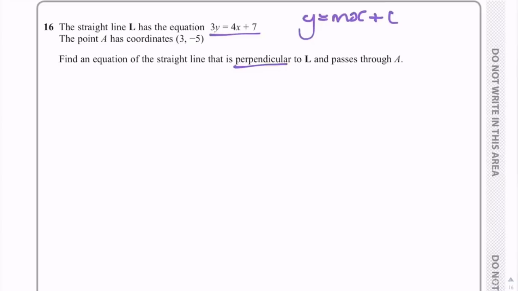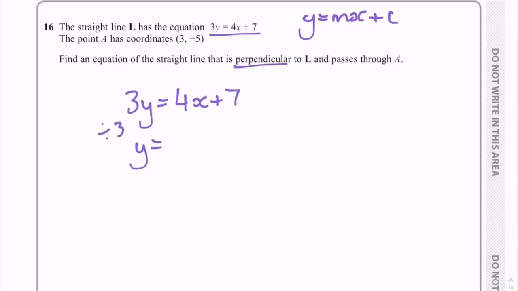So first things first, let's get this equation, 3y equals 4x plus 7, and let's actually divide that by 3. So we get y equals, now 4 divided by 3 is a fraction, or is a decimal on the calculator if you want to do that.